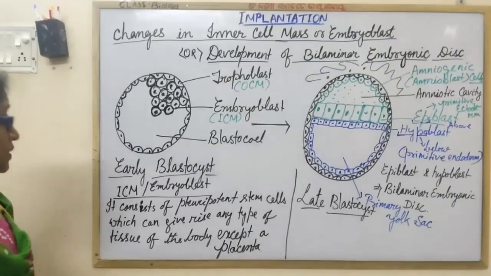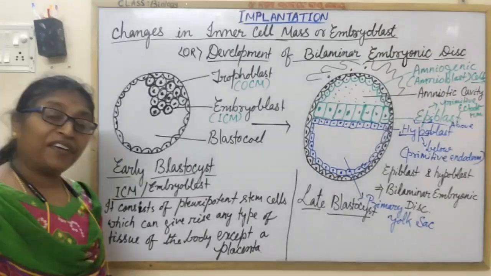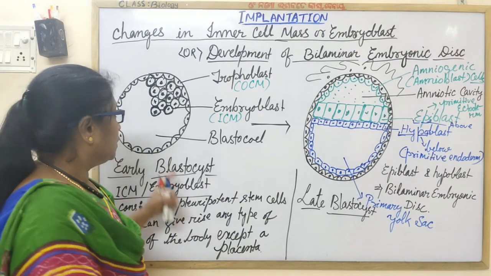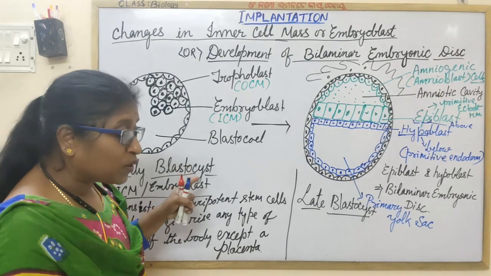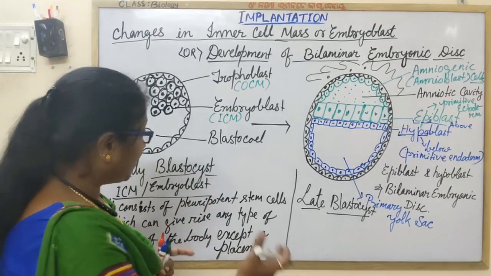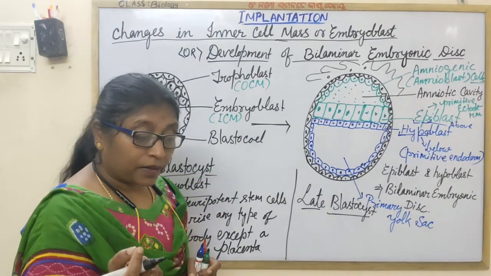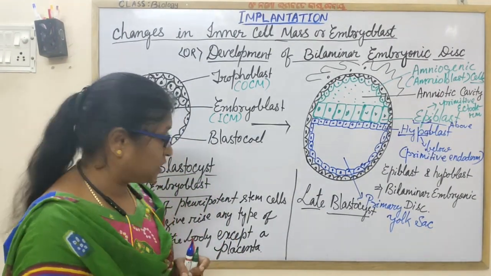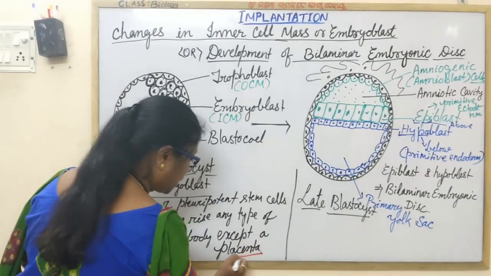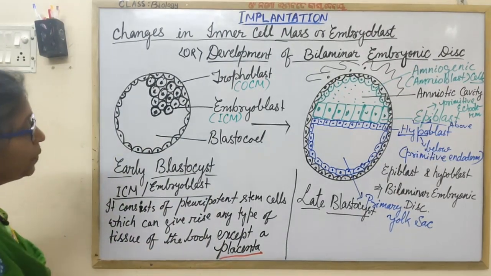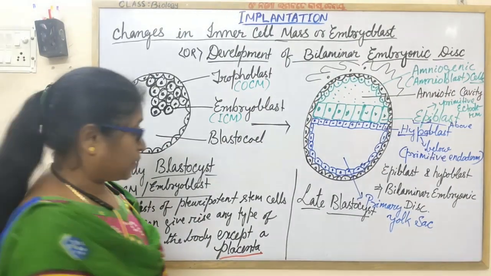Placenta is the tissue which is produced by the contribution of the fetus as well as the mother. The fetus contributes its allantois and chorion, whereas the mother contributes the decidua basalis to produce the placenta. The formation of the placenta and the function of the placenta we will study afterward.